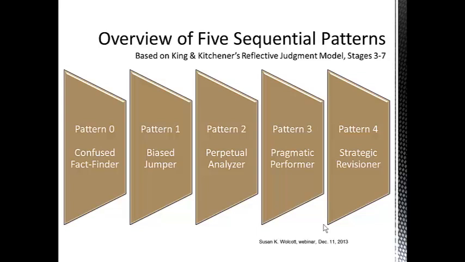These patterns are based on a particular model out of developmental psychology. Some of you probably are already familiar with the model. It is King and Kitchener's reflective judgment model. The patterns I will introduce today are based on King and Kitchener's adult-level cognitive stages, which they refer to as stages 3 through 7.